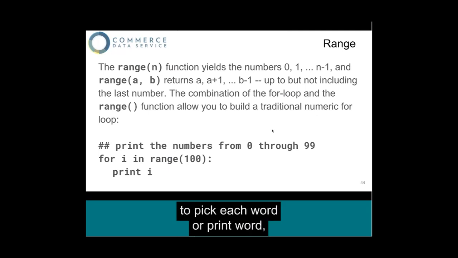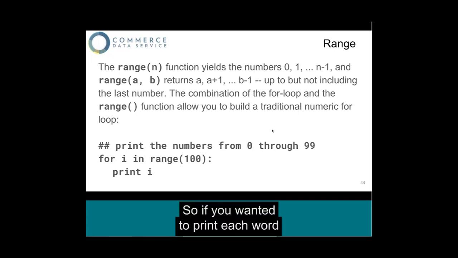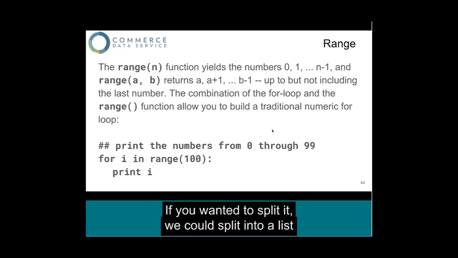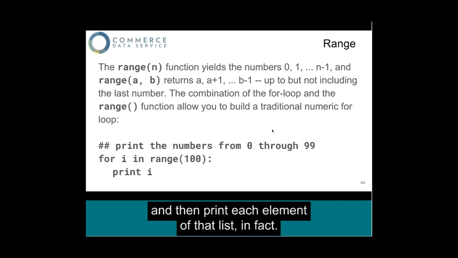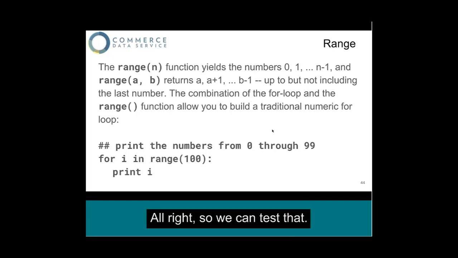If you wanted to pick each word or print each word, would you have to convert the string into a list of strings? So if you wanted to print each word and not each character, an easy way to do that would probably be the list method split. We can split it into a list and then print each element of that list instead. Right, so we can test that.